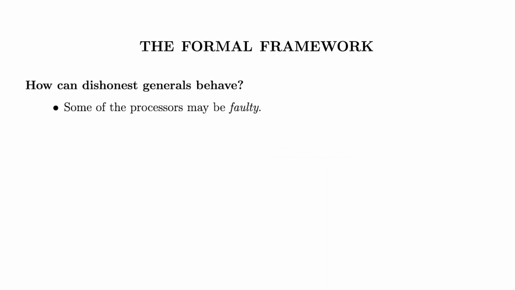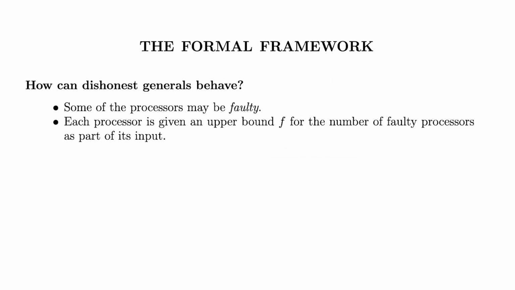Then we also have to decide how dishonest generals can behave. So some of the processors are faulty, or maybe faulty. As I said before, each processor is given an upper bound f for the number of faulty processors as part of its input. We're always going to suppose that's known.